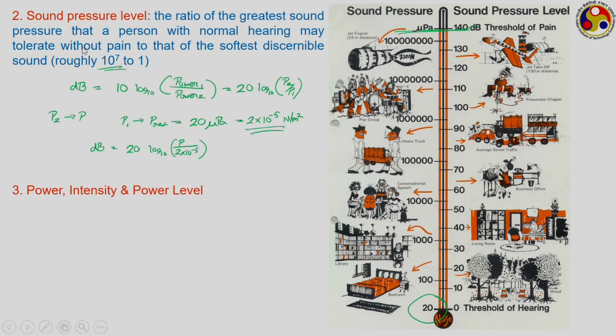Next definition or next term that comes into picture is power, intensity and power level. There are several terms that we are using. Now, power we have mentioned is proportional to P square. Intensity is generally referred to as the ratio of P RMS square divided by rho naught into C, where rho naught is the standard density of the medium, or I should say the average density of the medium, and this can often be related to the acoustic power divided by the area over which this wave is propagating.